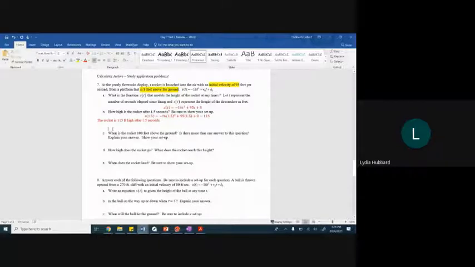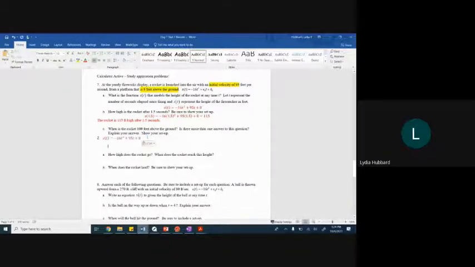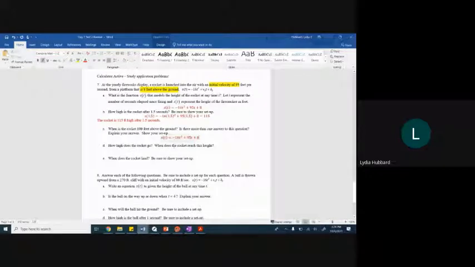So then it asks, when is the rocket 100 feet above the ground? Is there more than one answer to this question? Explain your answer and show your setup. So again, we're going to use that same equation we've been using. Okay. And if the rocket is 100 feet above the ground, then in this case, instead of replacing t, which stands for time, we're going to replace s(t), which stands for that height. So we're going to replace that with 100.